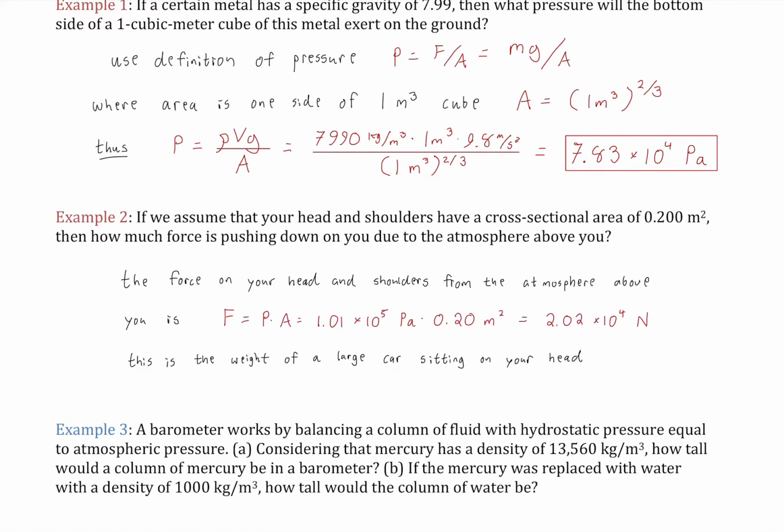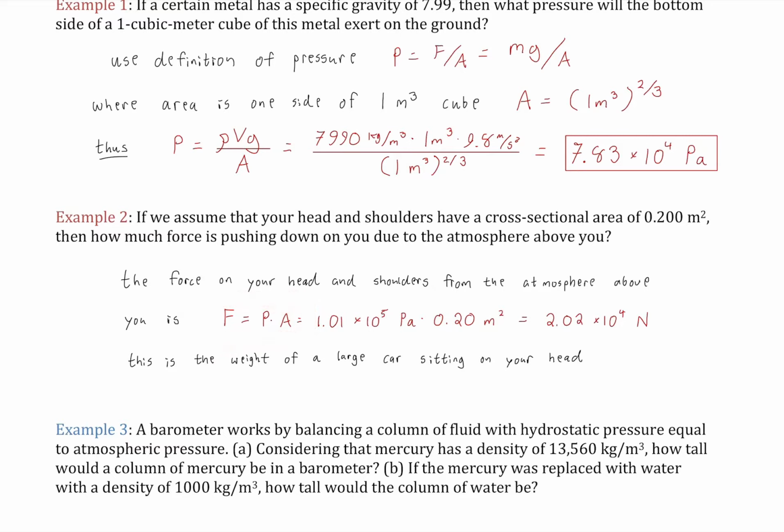If we assume that your head and shoulders have a cross-sectional area of 0.2 square meters, which is fairly accurate, then how much force is pushing down on you due to the atmosphere above? So in this case, we're going to take a known atmospheric pressure, 1 atm, and multiply it by an area in order to get a force, right? So the idea is that force is pressure times area.